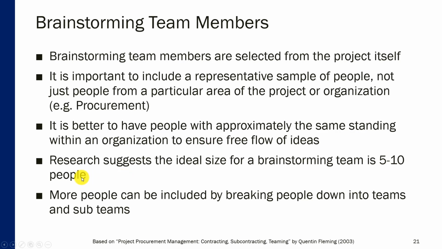Research suggests that the ideal size for a brainstorming team or any kind of team is somewhere between 5 and 10 people. If it's less than that, then you may not have the necessary knowledge or the necessary diversity of ideas. If it's more than 10, then things become very difficult to manage. If you do need to include more than 10 people into this exercise, you can break people down into sub-teams, and then whatever the outcome of sub-team sessions are can be aggregated at a general team session where a representative from each sub-team is present.